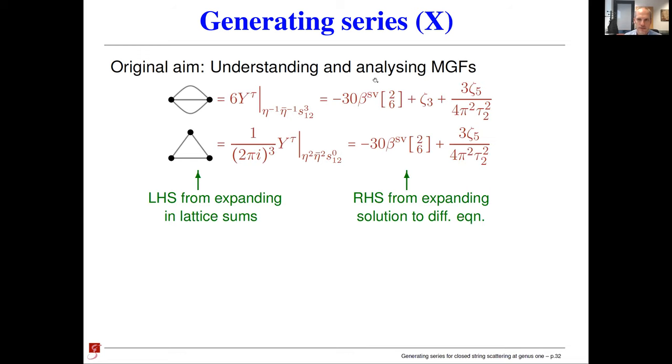Now, this modular graph function that we saw already some time ago, which is with three propagators, like all modular graph functions, appears at some place in this generating series. And the place where this appears is at a certain order in the eta expansion and at a certain order in the low energy expansion. So here, S12 cubed is related to the fact that there are three propagators. So this is where this function appears in this generating series.